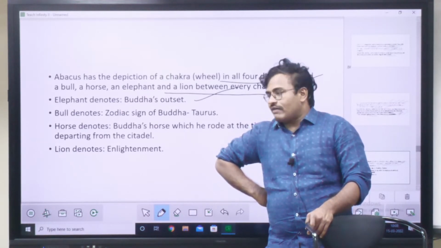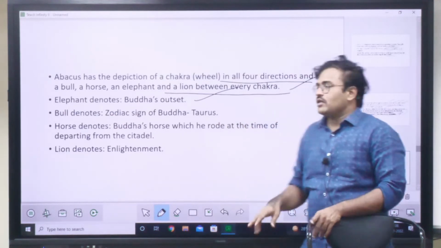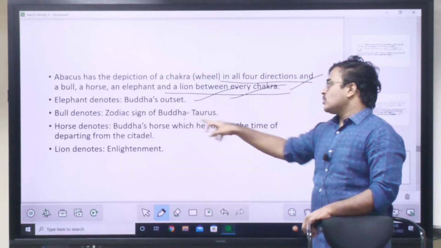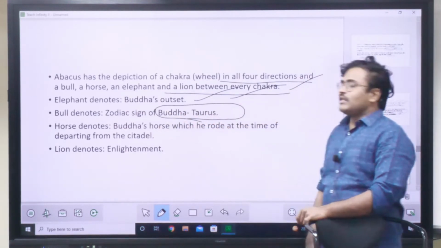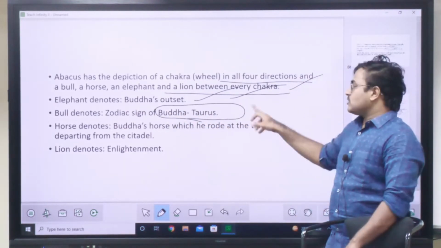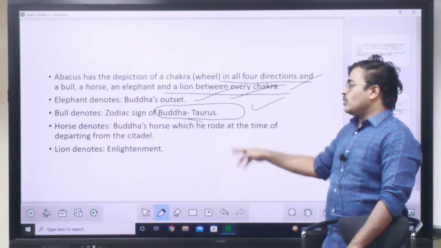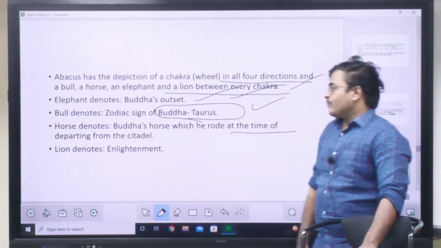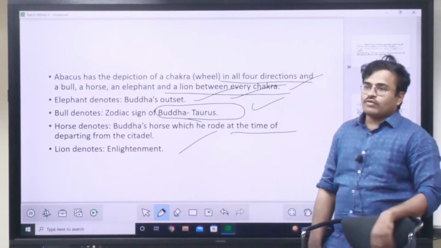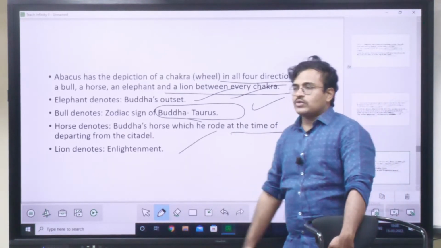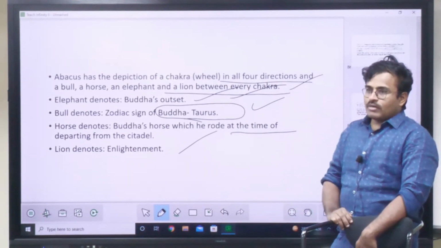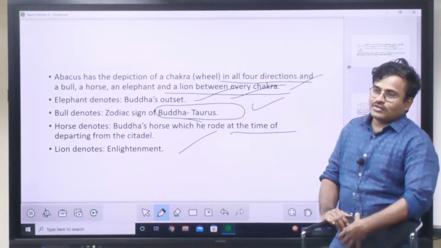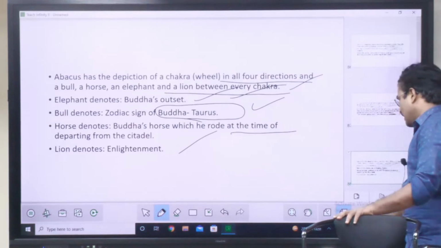I've given it after some time, we'll check it there. So this is Buddha's conception. Elephant denotes Buddha's conception. Bull denotes the zodiac sign of Buddha, that is Taurus. Horse denotes Buddha leaving from his home. Then lion denotes enlightenment of Buddha. Usually it is the Bodhi tree, but here Ashoka changed it. So the lion symbolized enlightenment here.